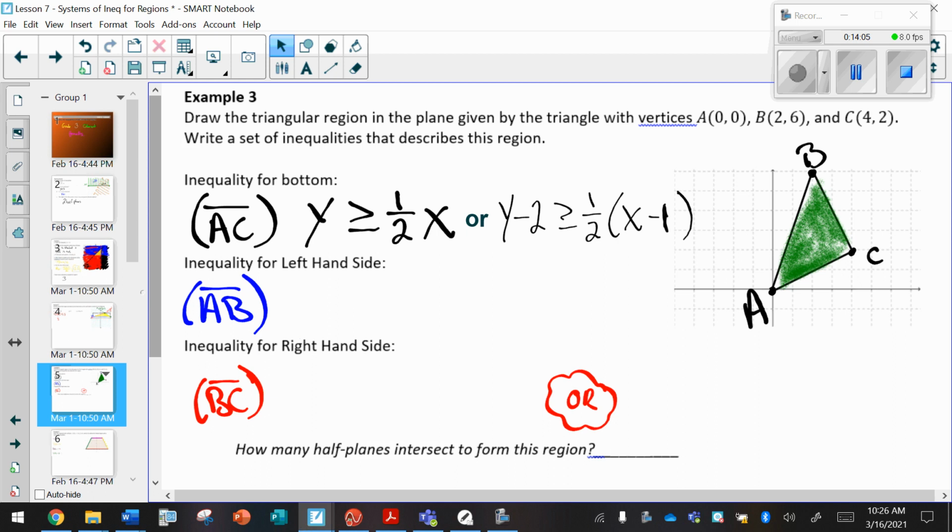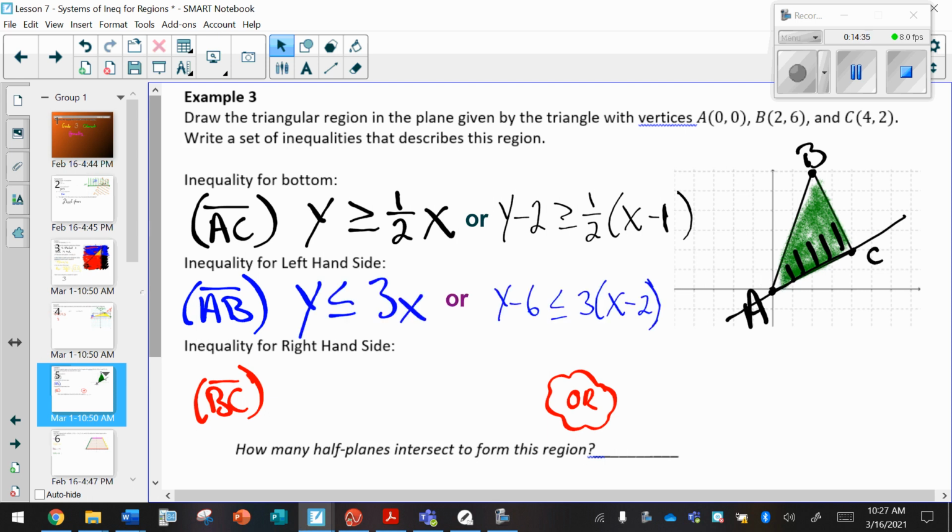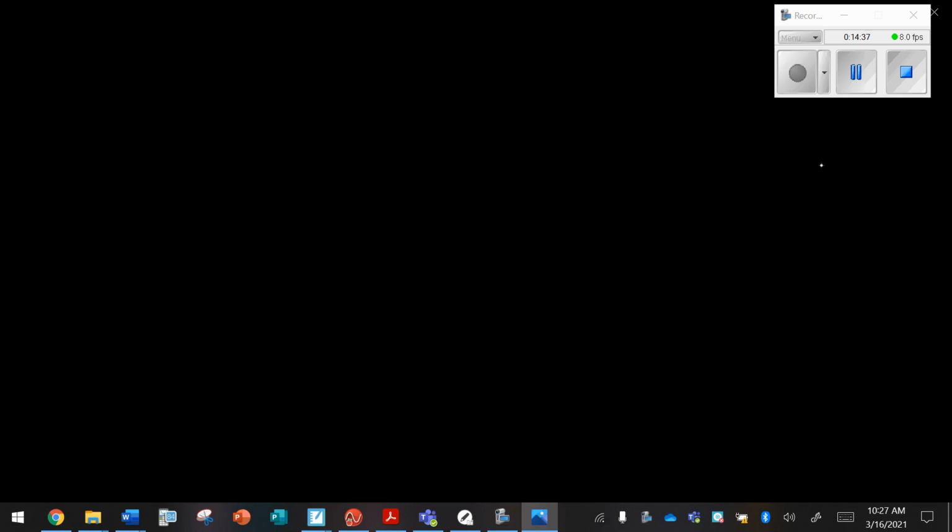Make sure you use the greater than or equal to sign because the shading from line AC, or side AC, is up. So the y is greater than. Now for side AB, we need the slope. So 1, 2, 3, 4, 5, 6 over 2, up 6 over 2 simplifies to up 3 over 1. Again, we could use the y-intercept of 0 from point A, or we could use the coordinates for point B to write the equation of that side.